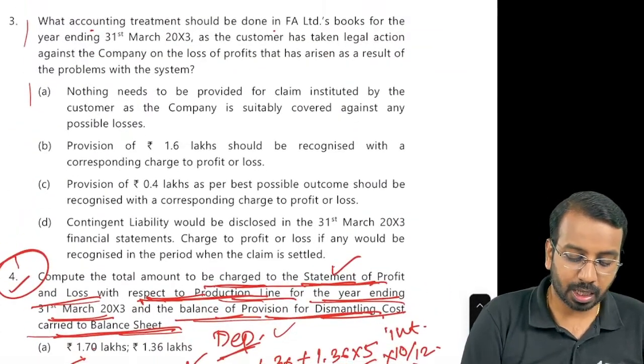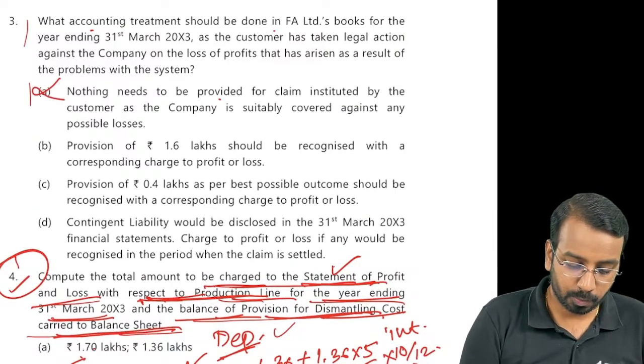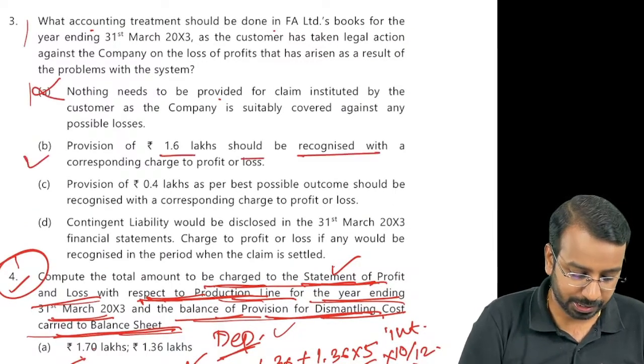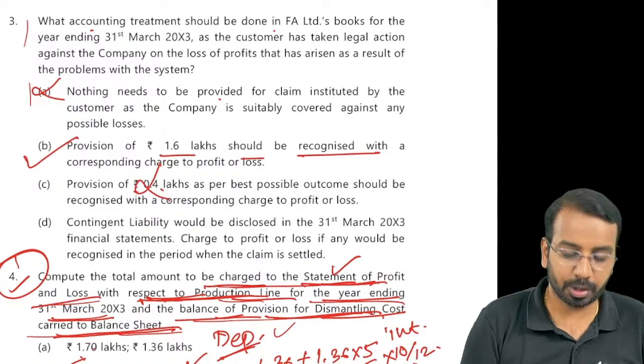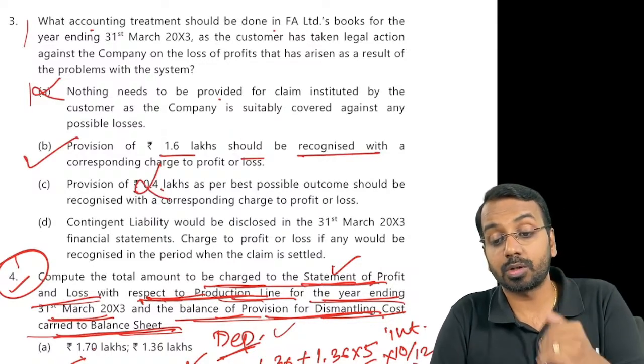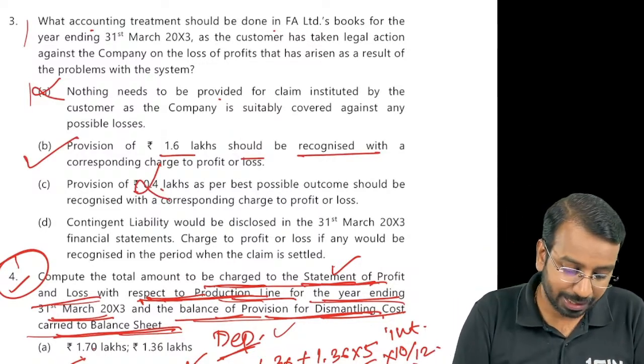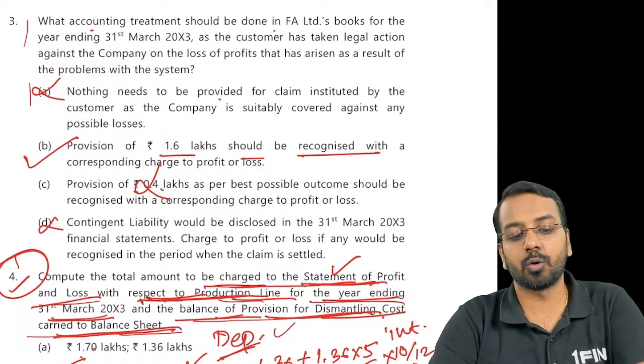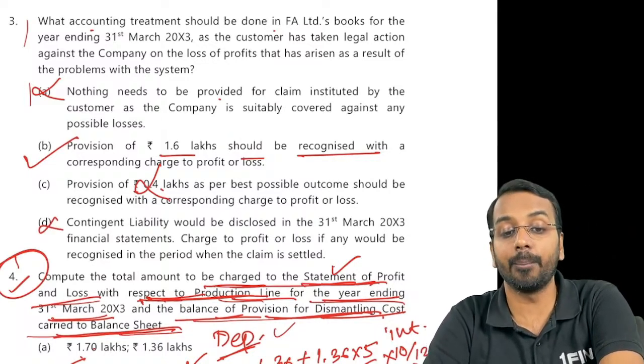So the question is, nothing needs to be provided, this is wrong. Provision of 1.6 lakhs should be recognized, this is correct. Provision of 0.4 lakhs, no, because it has to be based on most likely outcome. Okay. Contingent liability is not the correct answer. So the correct answer is 3B.